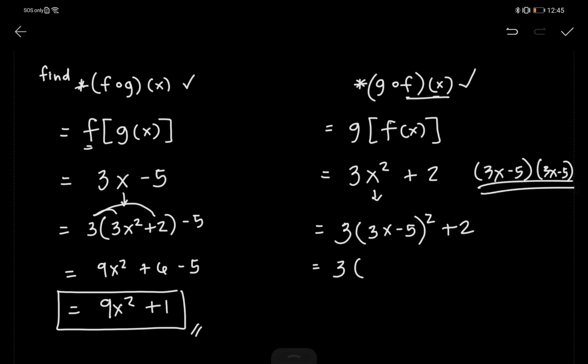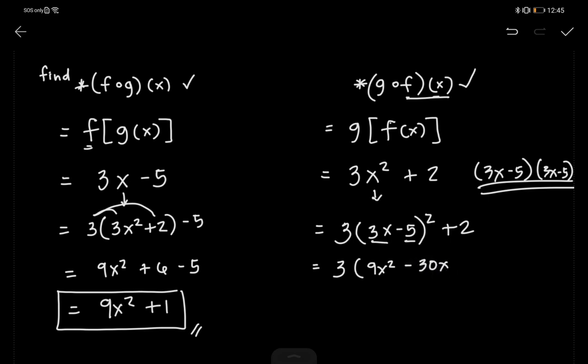So the first thing that we're going to do is get the square of the first term. What is the square of 3x? We know this is 9x squared. Then multiply these two terms, then multiply by 2. 3x times negative 5 is, we know, equal to negative 15x. Then multiply by 2, negative 30x.